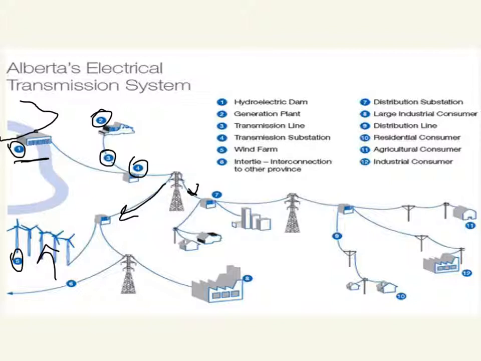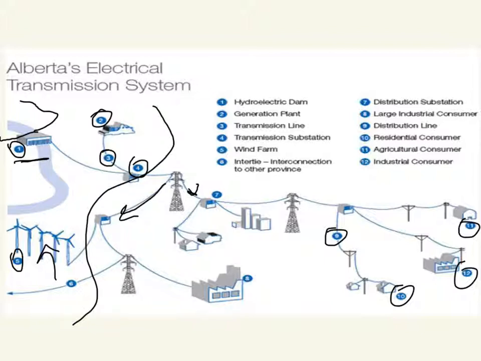If we see 7, we have distribution stations. 8, these are large scale consumers. 9, we have more distribution lines. This is what we see all over the side of highways. 10, we're going to the residential areas. 11, to the agricultural areas. And 12, to the commercial areas. So you can see over on this side where we're getting all of our energy from, and the process going out this way of where it's all going.